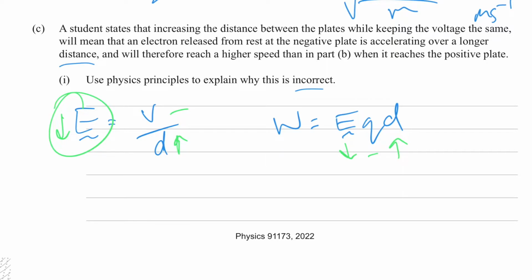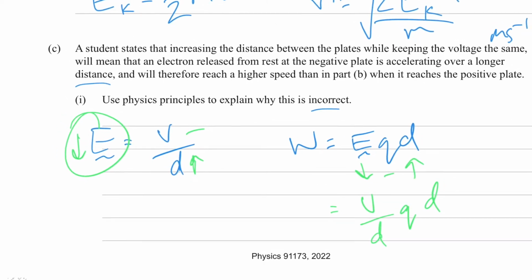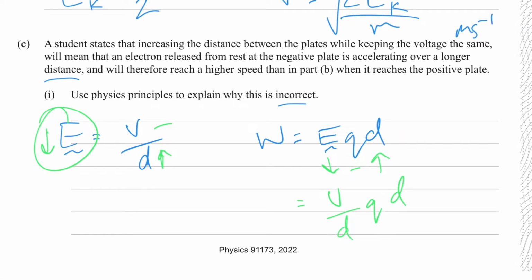So we could actually throw all of this together and see what it looks like. So work done will be volts per meter times Q times D. So what have I done? I've confused myself. So D, there is the other angle.